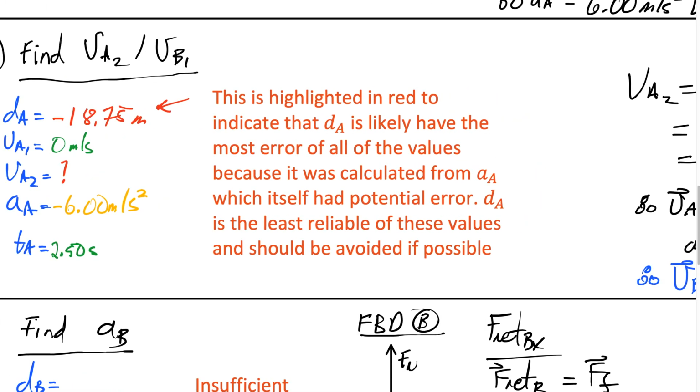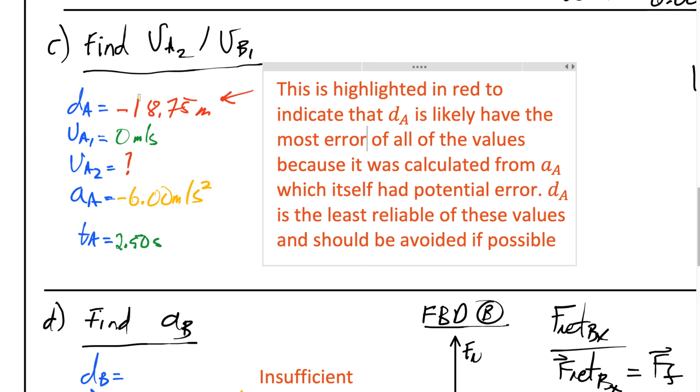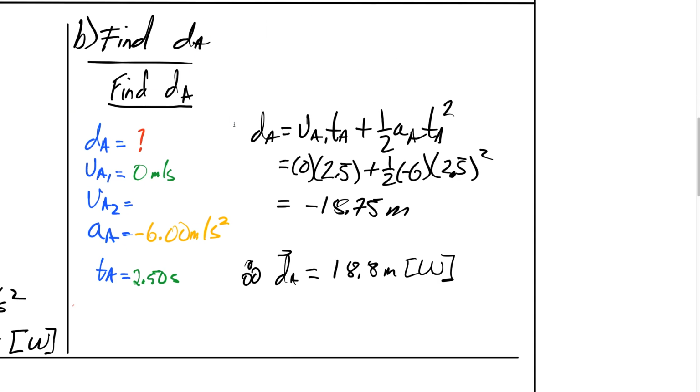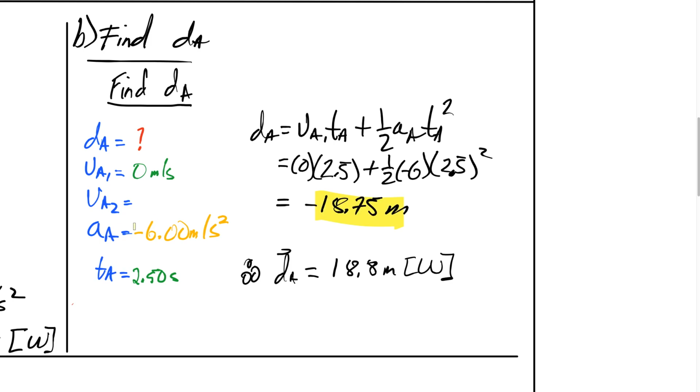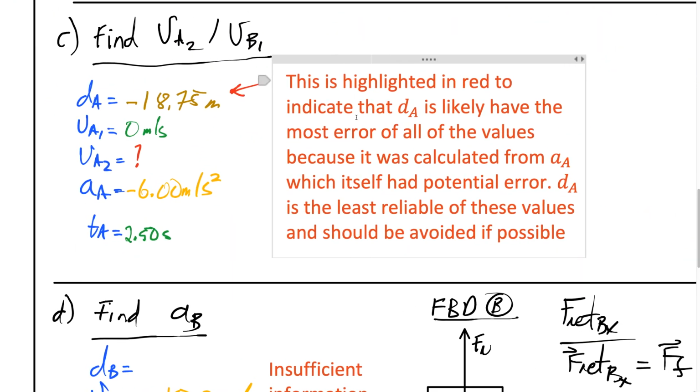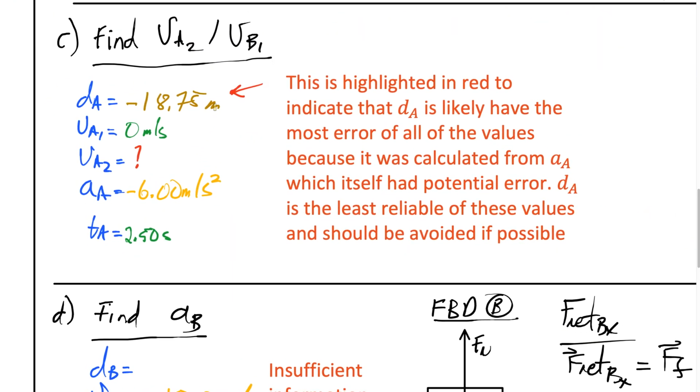Part C, we're looking for our VA2/VB1. I'm actually going to change my color coding on this, and I'm going to change it to the dirtier of the ambers here. It's almost on brown here. So this here we found in part B, but this result here was based on a found value. So again, because we found this result based on a calculated result, this one even has more potential for error in it. Hence, DA is the one that's subject to the most amount of error. VA1 and TA have no error at all because they're given, and acceleration A has a smaller potential for error.